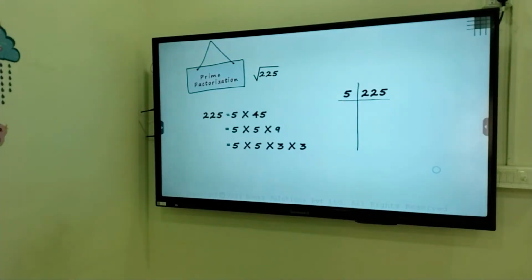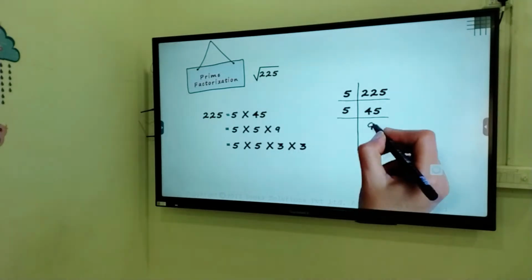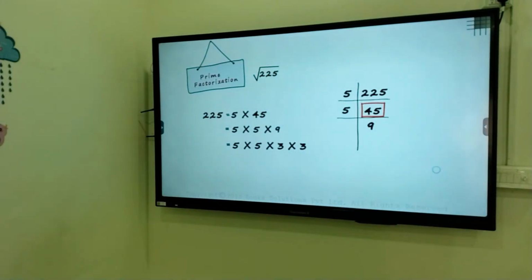Why do we write the 5 here? We just write the prime factors in this column. 5 multiplied by 45 gives us 225. 45 is not prime. Hence, we continue with this process. 45 is also divisible by 5. Hence, we write a 5 here. And 5 multiplied by 9 gives us 45. 9 is not prime. And we can say that 3 multiplied by 3 equals 9.